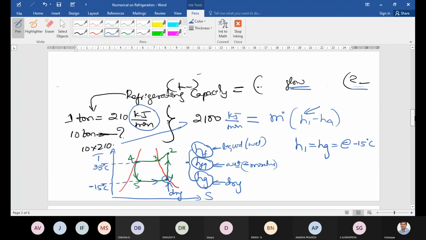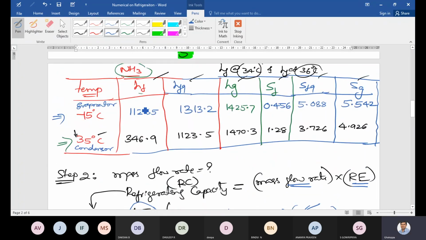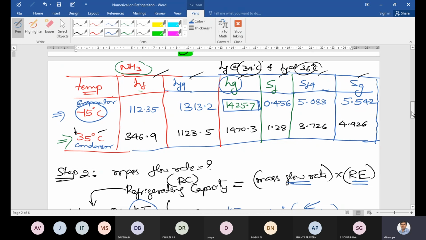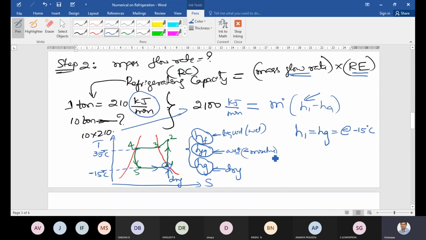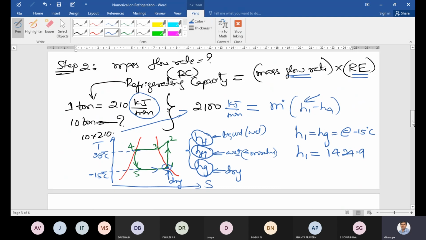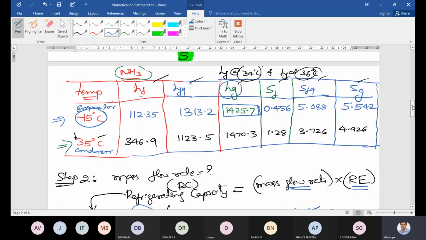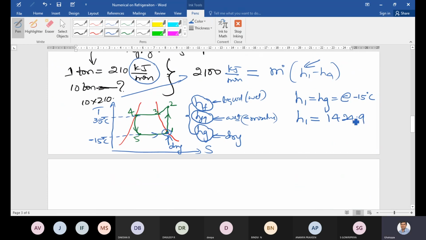So go to the table. Where is the table? Yes, here. Minus 15 is here. Hg is here. So this value you will consider as H1. I hope you understand. If you have any doubts, please ask me. I will explain once again, no issues. H1 is equal to, I will write as 425.9, because someone has told these values and I have written in this table, same value, 425.9 is almost 425.7, but anyway, I will write 425.7. Any doubts in taking the value of H1?